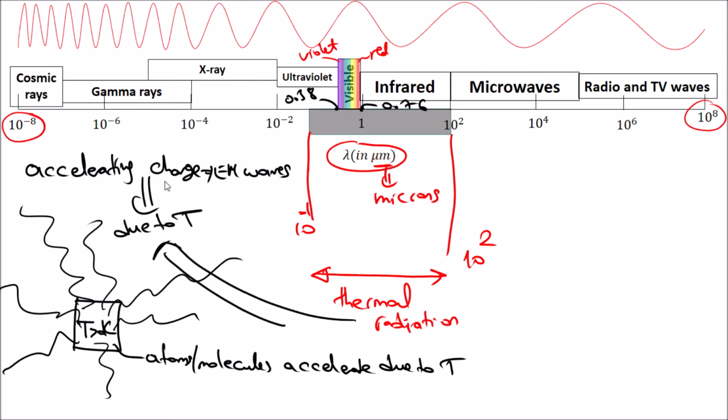Okay, so you have accelerating charge. This accelerating charge in thermal radiation is only due to temperature. And as you notice, the main part of the thermal radiation falls in the visible range.